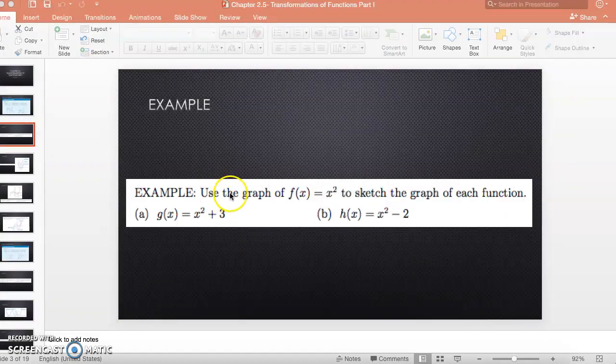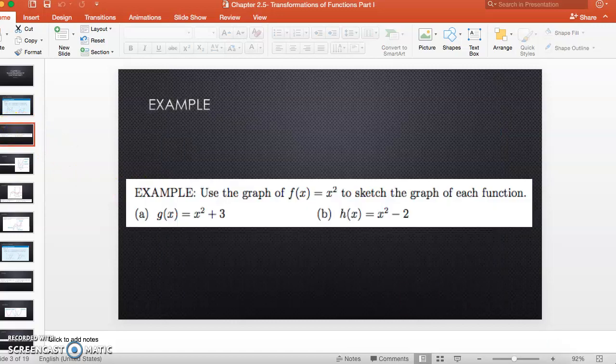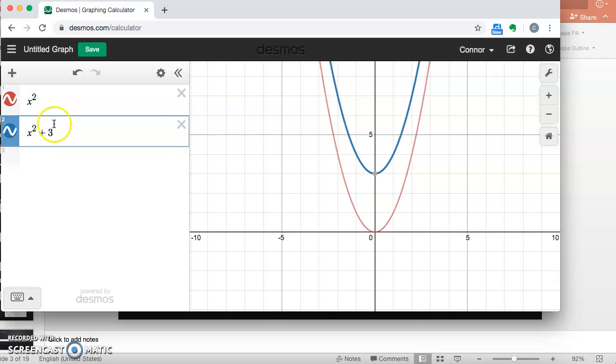We had this function of f of x is equal to x squared. Now, if we have this x squared plus 3, if we look back at our previous slide, it says plus c, that's going to shift our graph upwards 3 units. So let's go and graph this again. We take our function, we do it again, and we say plus 3. We can see now with this blue graph that it transformed our graph by shifting it up 3.